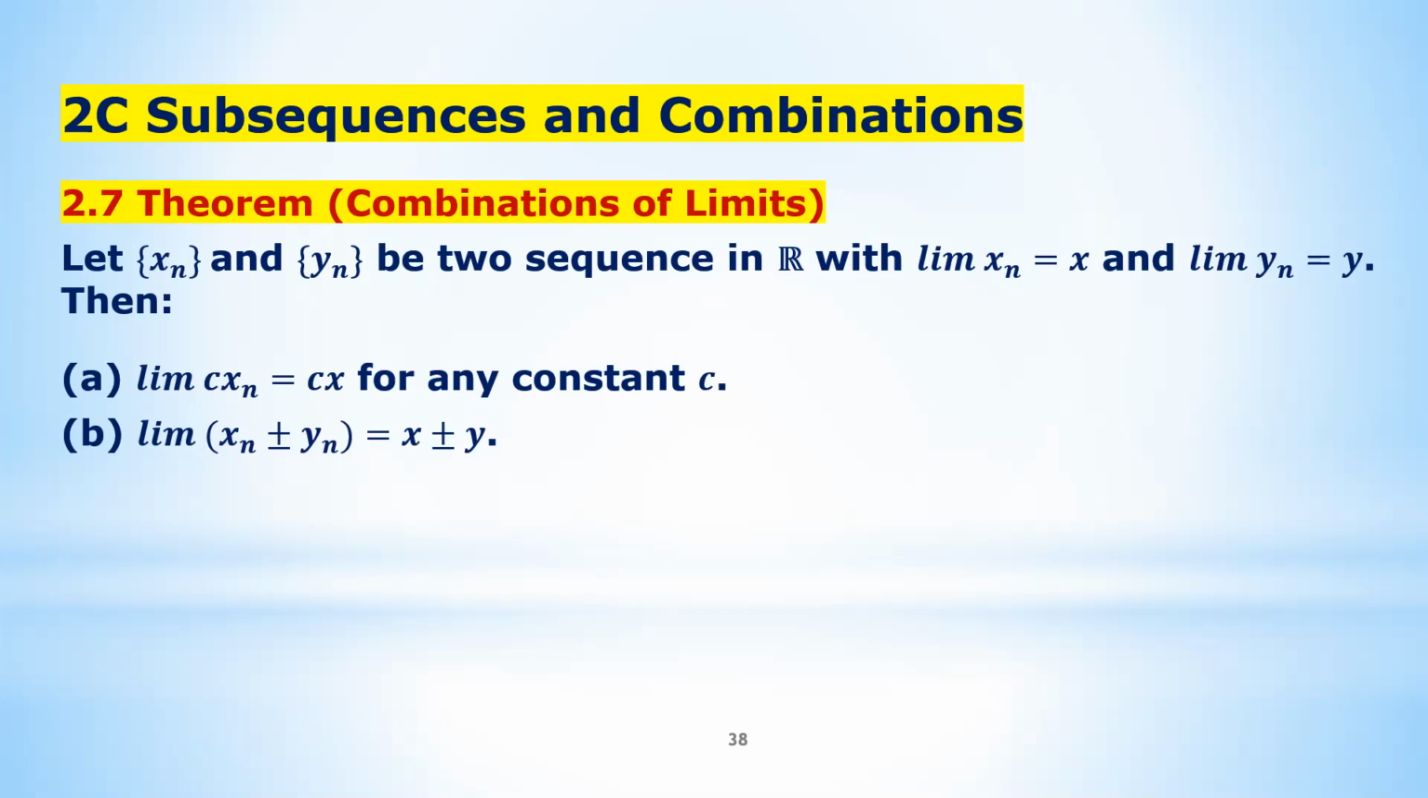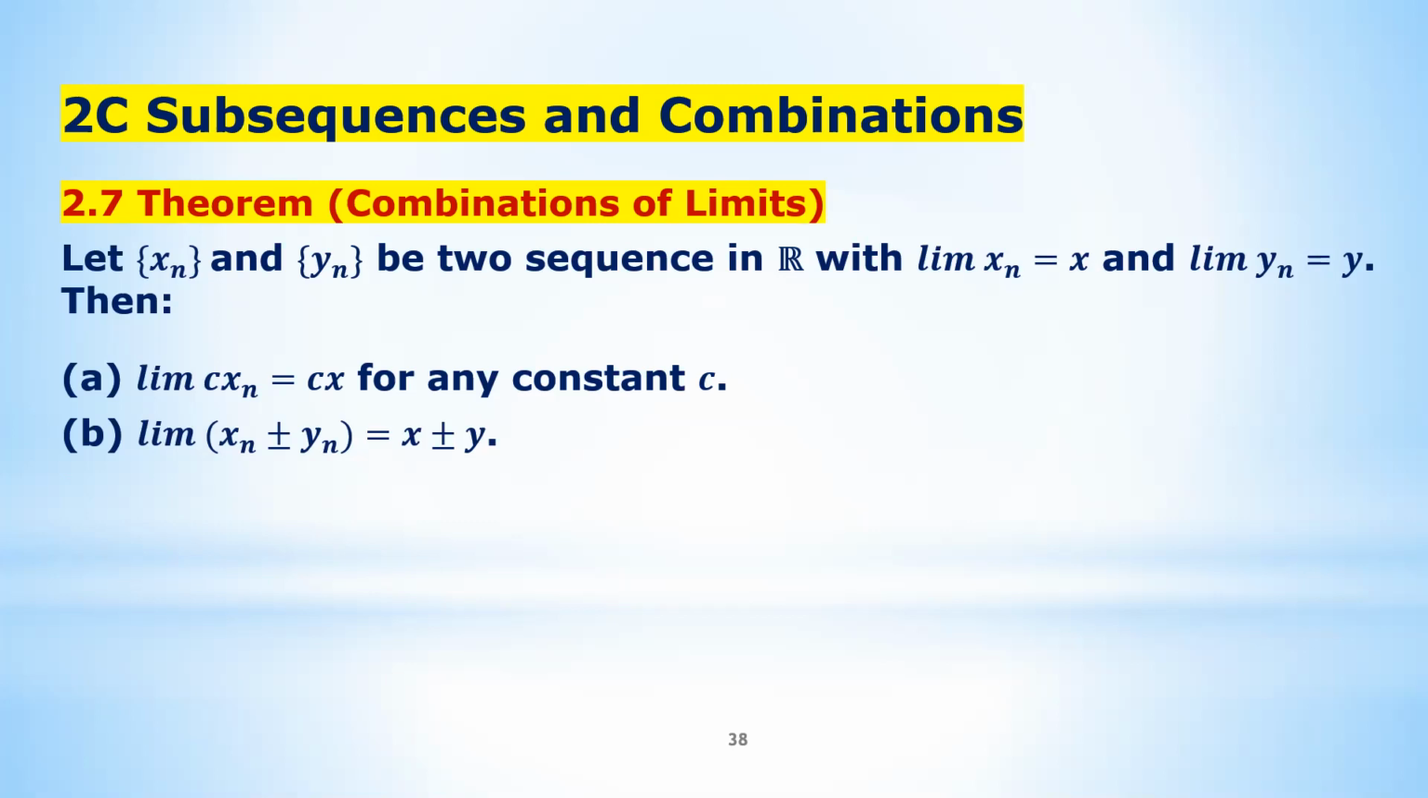Okay, so if you look at part A and part B, you can see that if you combine these two results, the limit is unchanged. I mean, suppose you make any linear combination of xn and yn, the limit will follow the same combination. That's a result from A and B.